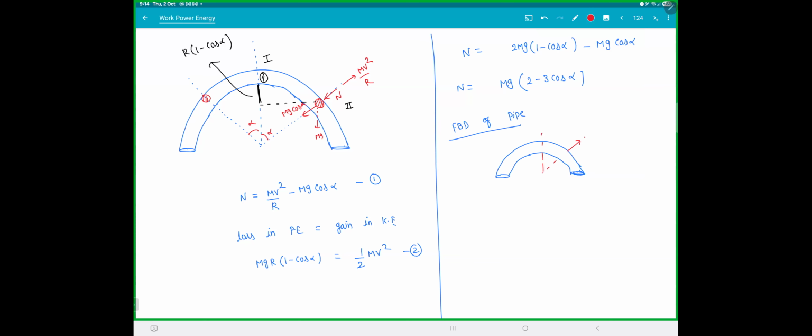this normal reaction is pushing out, and your weight is capital Mg. Remember, it's only the pipe's FBD, so you will not take the balls' mass. This is alpha, this is alpha. Since you want to just lift off, 2n cos alpha, the vertical components, must be equal to capital Mg. 2n cos alpha is nothing but 2 into this, which is small mg.